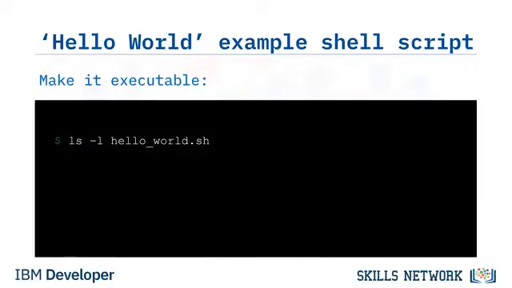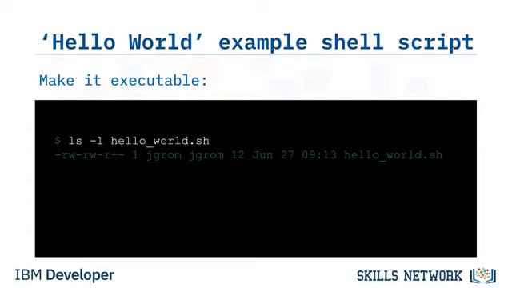First, check the current permission settings of your script by using the ls command with the -l option. The r and w entries indicate that the script is readable and writable, but the lack of an x means it is not executable. The r, w, and x entries apply to 3 user-based permission groups: the owner, which is you, the group, and all users.